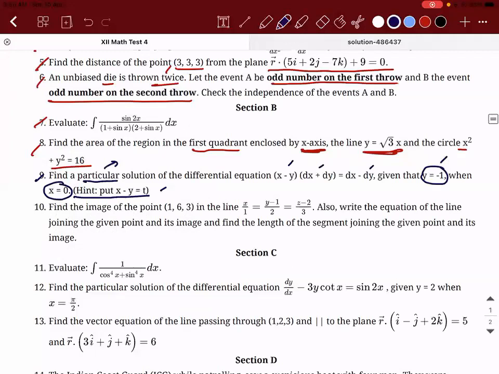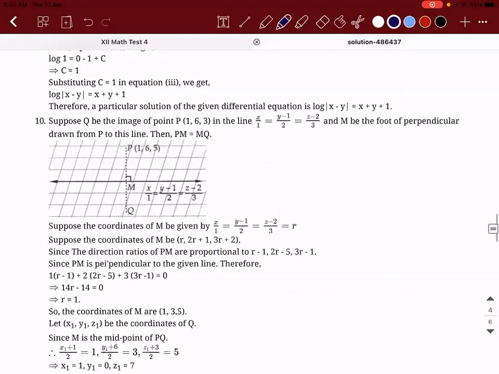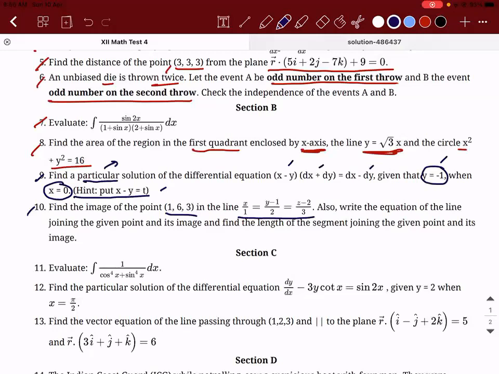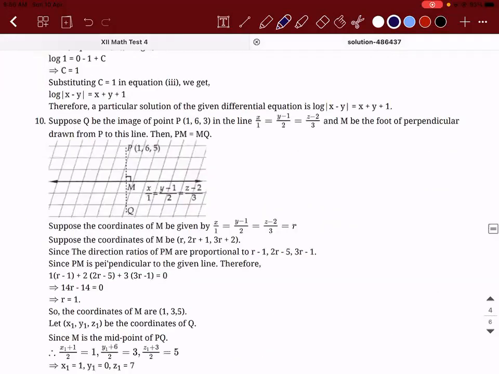Tenth one. Find the image of the point with respect to the line. Also write the equation of the line joining the point and its image, and find the length of the line segment joining the given point and its image. So you have a plane, and you have a line, and the equation of the line is given as x by 1, y minus 1 by 2, and z minus 2 by 3. Okay. So what does this 1, 2, 3 represent? They represent the direction ratios of the line. So the direction ratios of the line are 1, 2, 3.